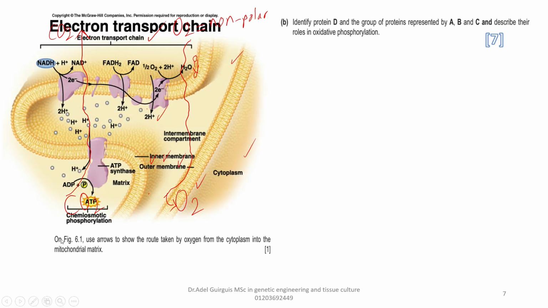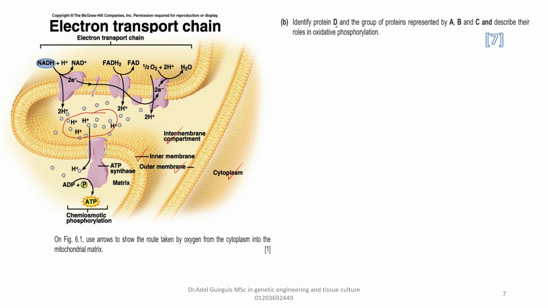Look please at this presentation, in this presentation, look at this diagram. Cytoplasm, inner membrane, outer membrane. What about these proteins? D has a channel specific for protons to pass from the intermembrane space into the matrix and return back. Look at these protons. Here is the channel within the ATP synthase. So protein D is the ATP synthase enzyme.